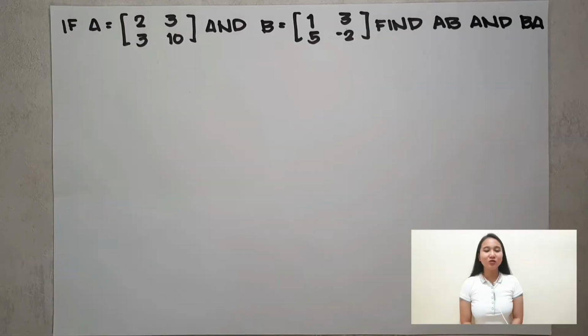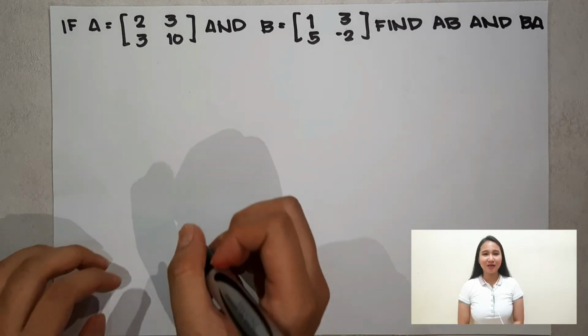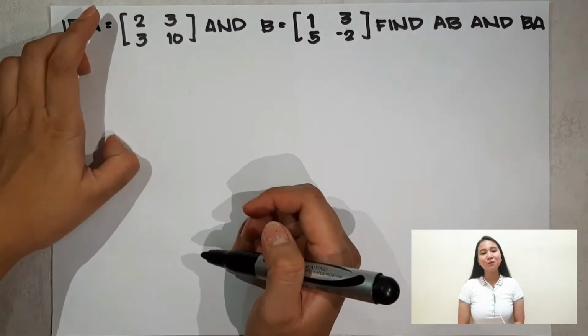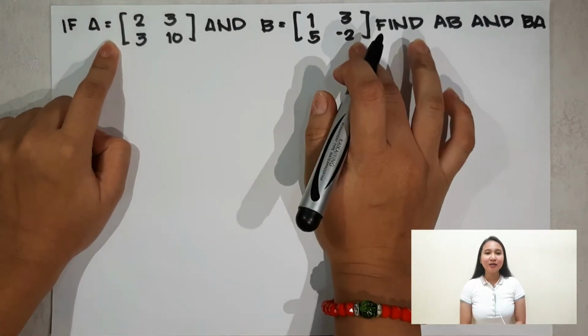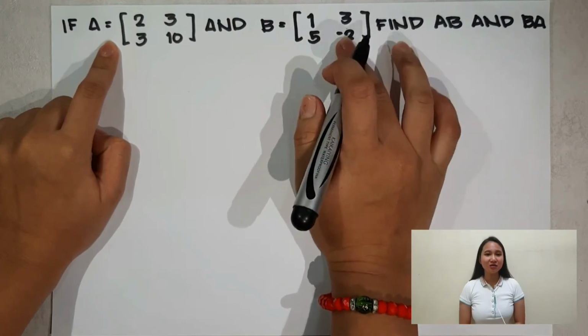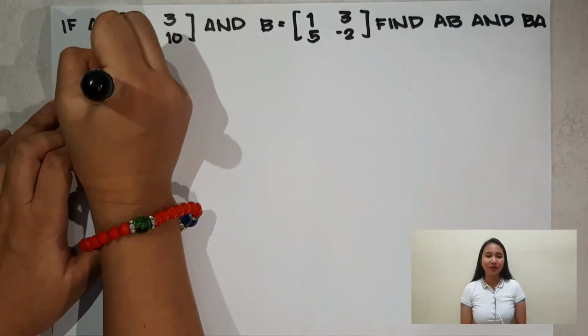This video is all about the multiplication of matrix. Matrix A is equals to 2, 3, 3, 10, and matrix B is equals to 1, 3, 5, and -2. Find AB and BA. Since the row of matrix A is equals to the column of matrix B, then matrix A and matrix B are conformable and AB is possible.